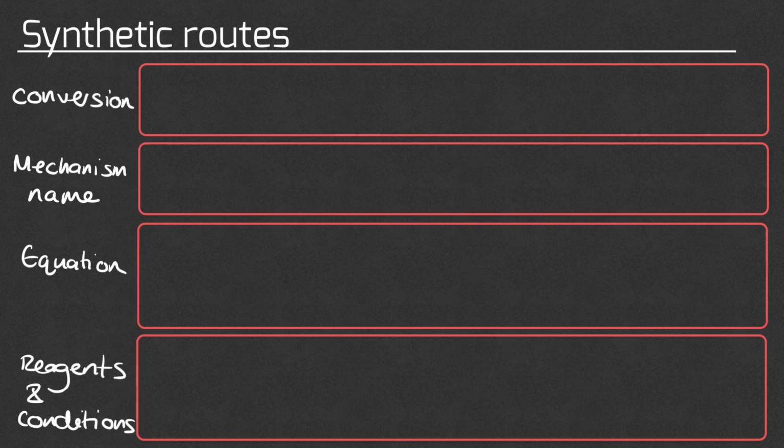For each synthetic route, we'll look at the functional group we're starting off with and what our target functional group is, the name of the mechanism involved, an example equation. You could be asked to write an equation for any given starting material, and what reagents and conditions are involved in that conversion. We'll also look at an example mechanism where there is a mechanism for that particular conversion.